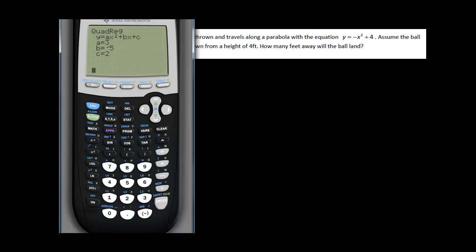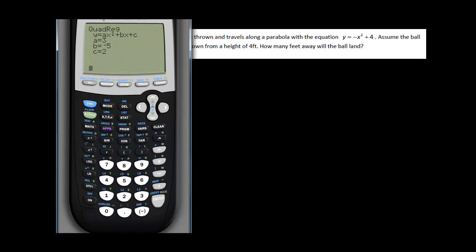Number 9. Alright, so this is another calculator problem. A ball's thrown from a height of 4 feet, and it travels along this equation here. So let's plot that by entering that equation: negative x squared plus 4. Let's take a look at the graph. So it's thrown from a height of 4 feet. So this is where it's thrown. So it's going to be 4 feet high. And then the ball just drops, and it ends up right over here.